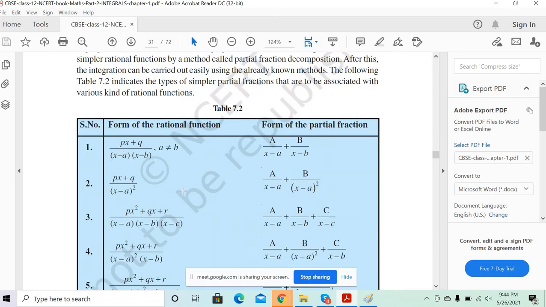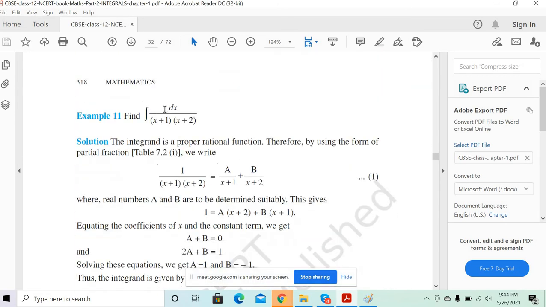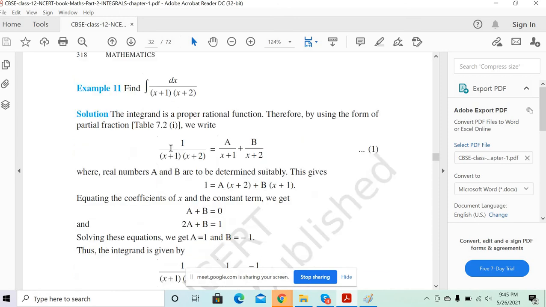Example 11 is directly in the form of the first one, (px + q) / ((x − a)(x − b)). So anyway, here you don't have anything. Basically the degree of x in the numerator is 0, but the denominator is x², so you can directly apply the partial fraction. Correct? So how do you do that? First we need to represent 1/((x + 1)(x + 2)) as A/(x + 1) + B/(x + 2). If we get the values of A and B, we can actually represent the left hand side exactly like the right hand side. So your whole goal is to find the values of A and B.